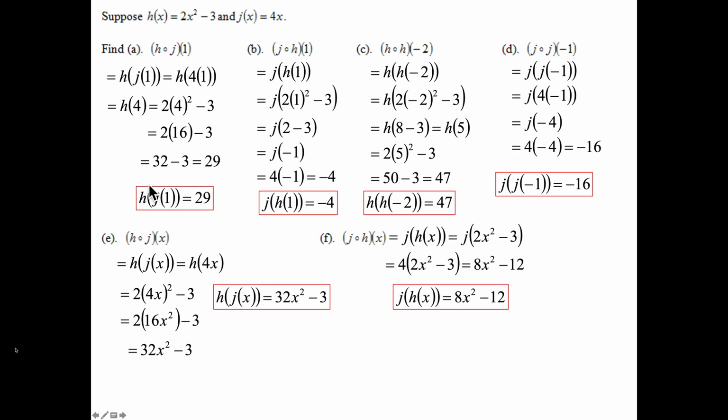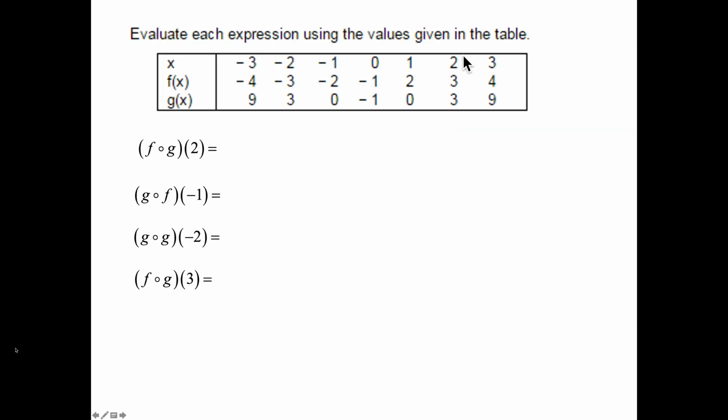Now, we can also do these composition functions with tables. Now, sometimes this confuses people, but just let me point this out here. The top row represents your x coordinates. That's the value that's going into the function. The row that says f of x and g of x, these are the outputs. These are the y coordinates. So if I put negative 3 into the f function, I get a negative 4. If I put negative 3 into the g function, my y coordinate's 9.